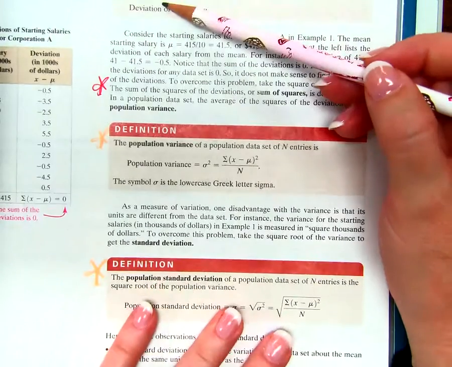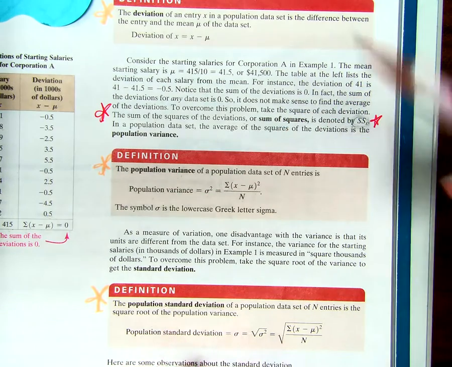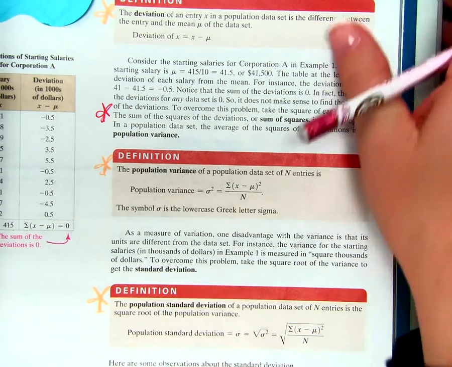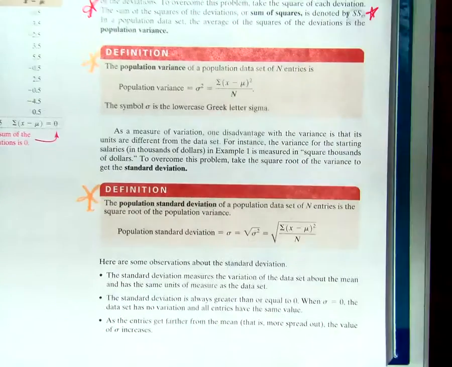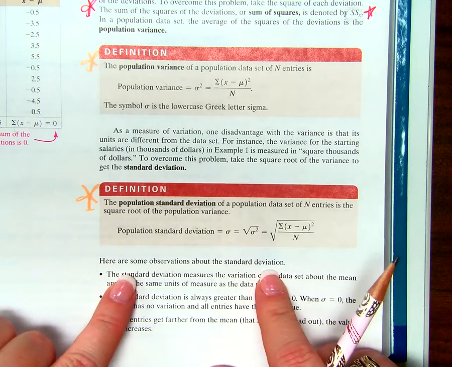These deviations up here are asking for individual deviations as a group. Okay? The standard deviation is saying what is the general deviation for all of the sets of data, or all the data points as a set. Okay? So here's some observations about standard deviation.